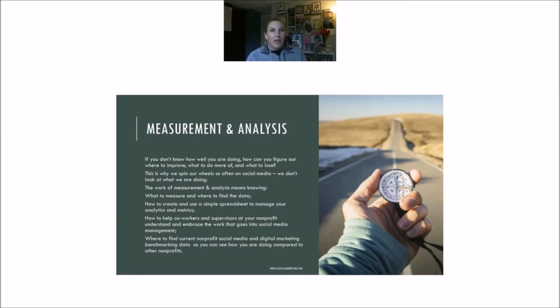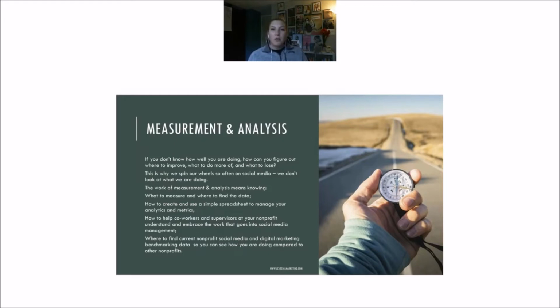Everything we do online is 100% measurable and quantifiable. Everything we do. Link clicks, conversion rates, traffic, views, engagement, everything is quantifiable. Everything has a number attached to it. We can measure what we're doing. And this work involves really figuring out what to measure and where to find that data. It also requires maybe creating a simple spreadsheet. Maybe it's 3 data points, managing that.